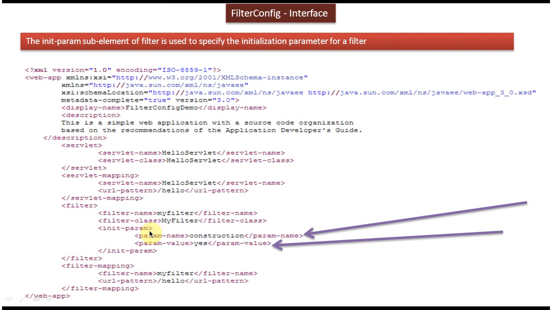Here you can see the init-param element. It is a sub element of filter. Using this init-param we can specify the initialization parameters for a filter. It has two things: the first one is the parameter name and the second one is the parameter value. We can get this parameter name and parameter value using two methods which are available in the FilterConfig interface, the getInitParameter and getInitParameterNames methods.